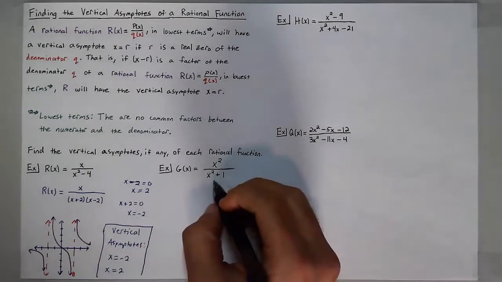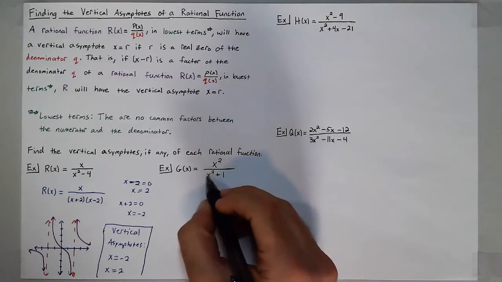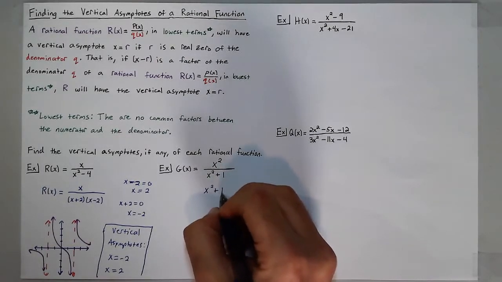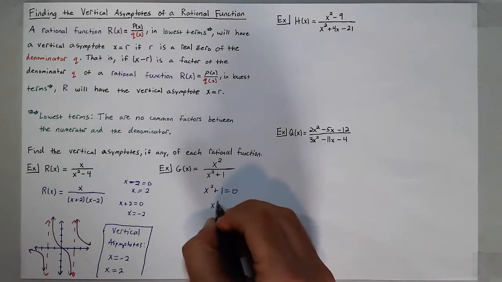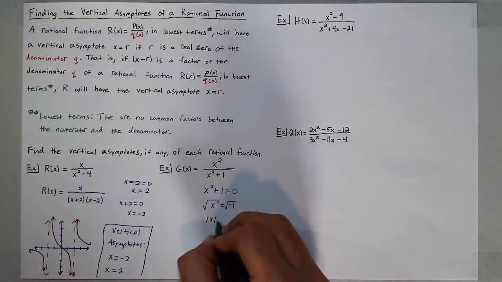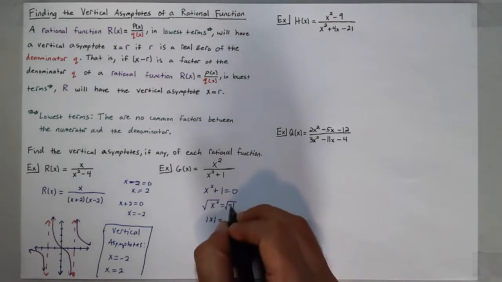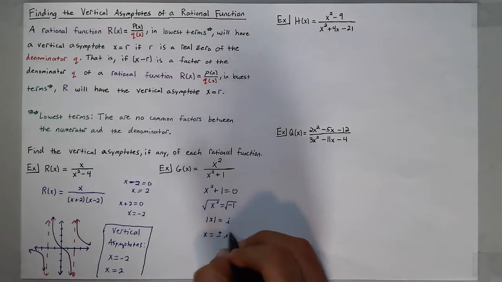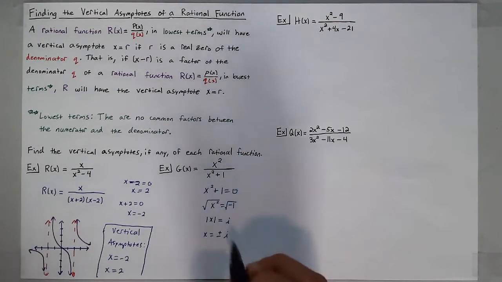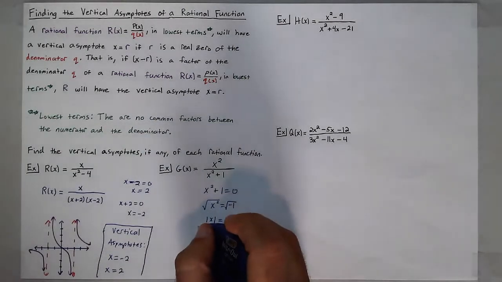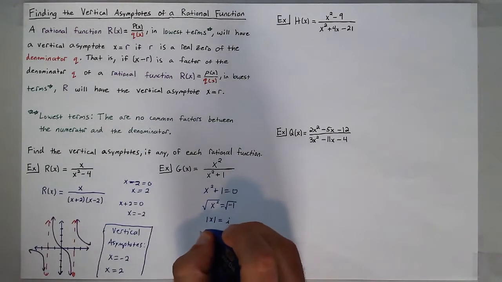So just to make sure that there aren't any real zeros of that denominator, I'm just going to set it equal to 0 and solve. And I'll get x squared is equal to negative 1. I'll take the square root and get the absolute value of x is equal to i, which is not a real number. So since the function is only undefined when x is i or negative i, then there are no vertical asymptotes to this graph.